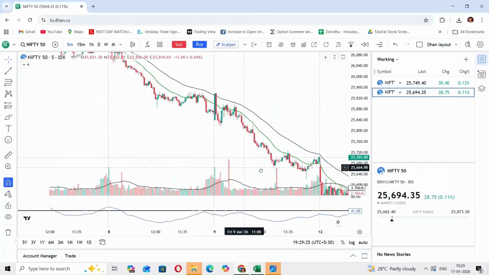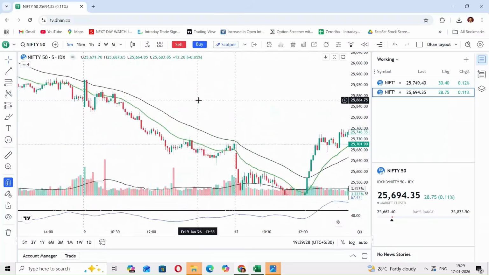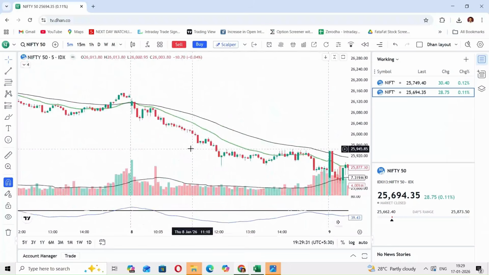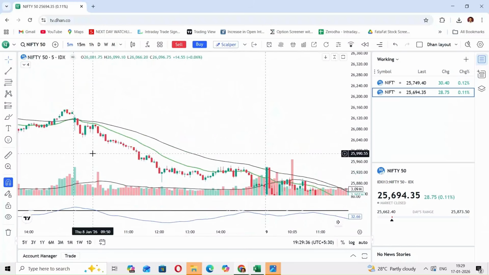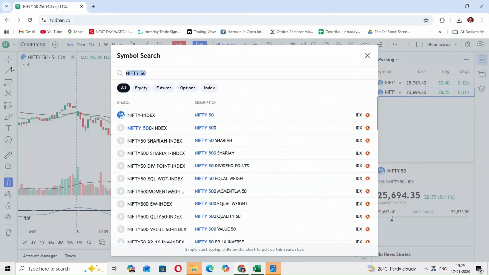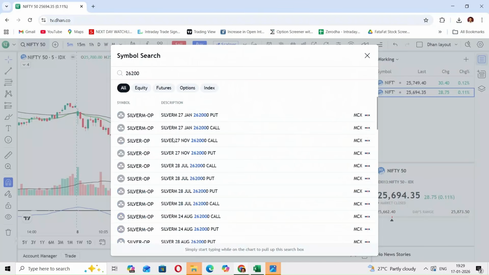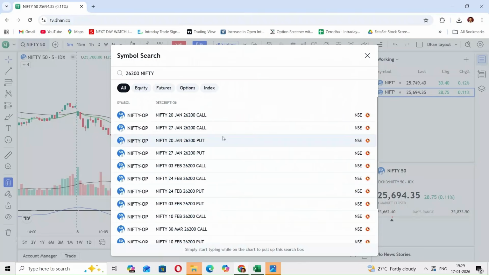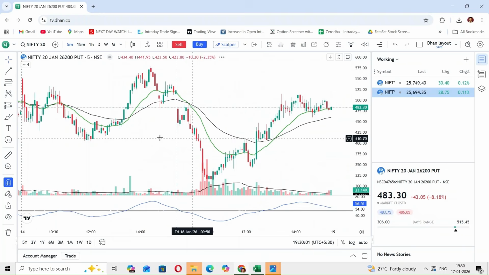Here the market is trending, and you are clearly seeing Nifty trending downwards. So let's take an example: 8th Jan. The price of Nifty here is almost around 26,100. So what I will do is go for the 26,200 Nifty put, 8 Jan expiry.